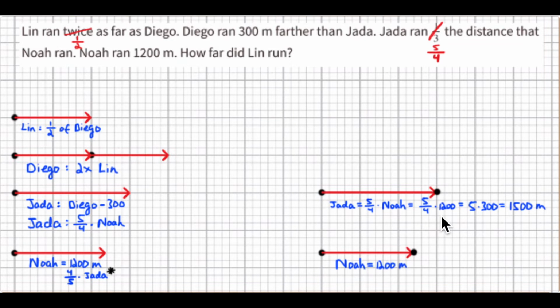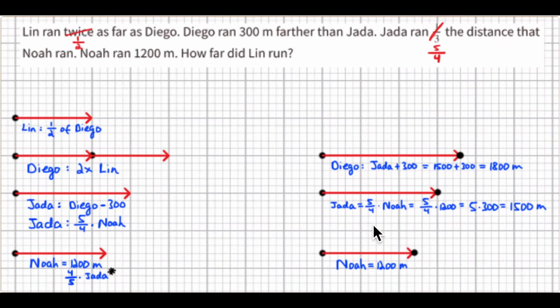So Jada ran farther, 1/4 of Noah's distance farther than Noah. And Noah ran 4/5 the distance that Jada ran. So you take Jada's run, divide that into 5 equal parts. Well, 1,500 divided by 5 is that same 300 meters. And Noah ran 4 of those parts, or 4 times 300, which is 1,200 meters. So this is a reciprocal relationship. Jada runs 5/4 the distance Noah ran. Noah runs 4/5 the distance that Jada ran.